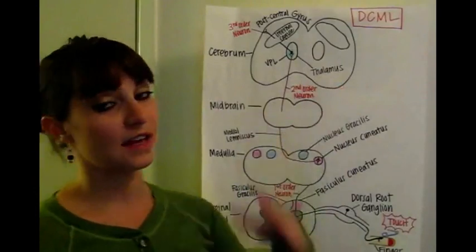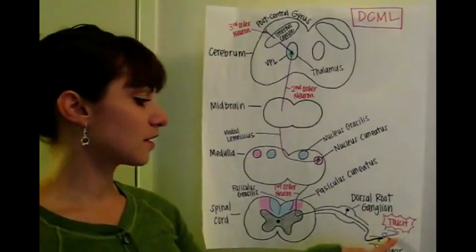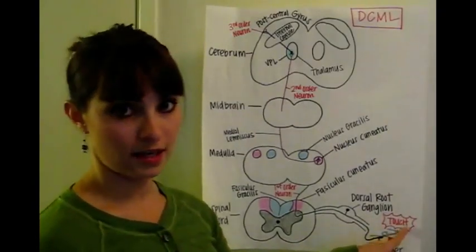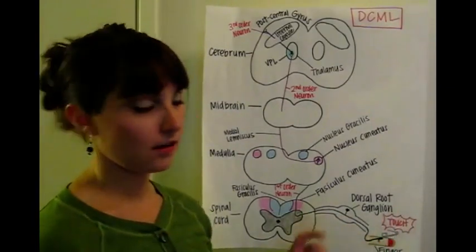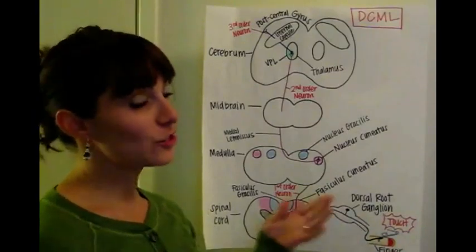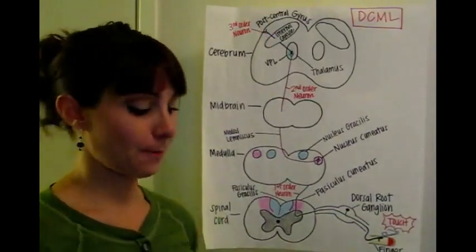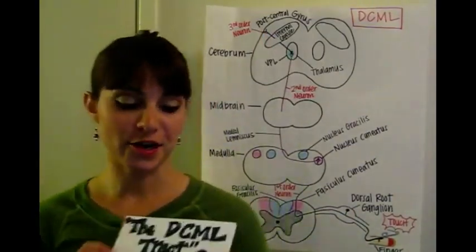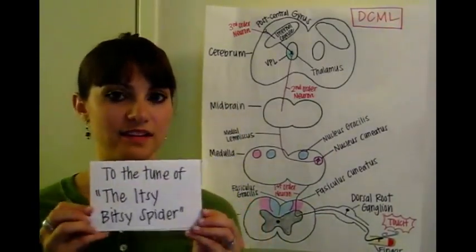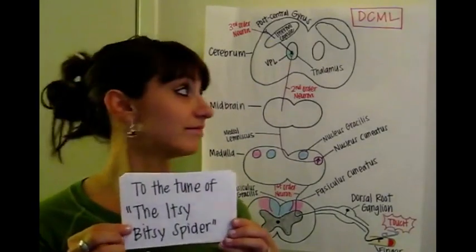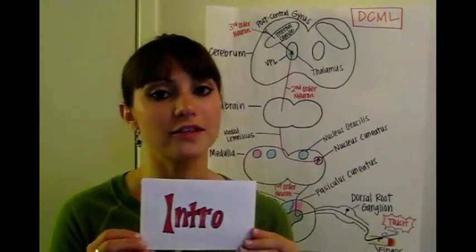This first one is about the DCML tract, and to orient you, let me show you that this is a finger, this is the dull end of a safety pin, and this says touch. So we'll be discussing the touch of the dull end of a safety pin on the finger, and the magical journey that it takes, sending the information all the way up to the post-central gyrus. So let's get started with the DCML tract, which is set to the tune of none other than the Itsy Bitsy Spider. Alright.